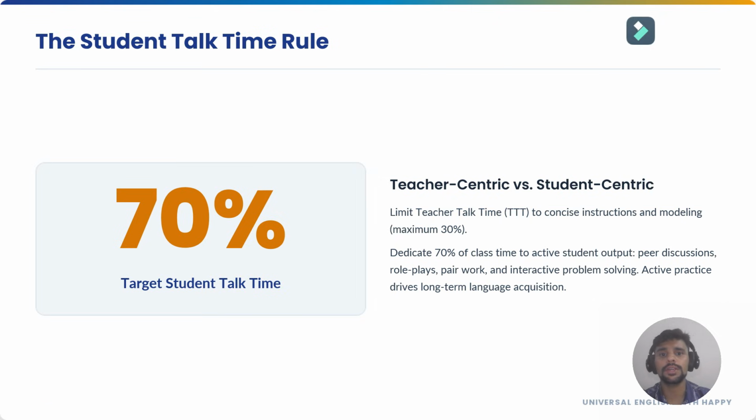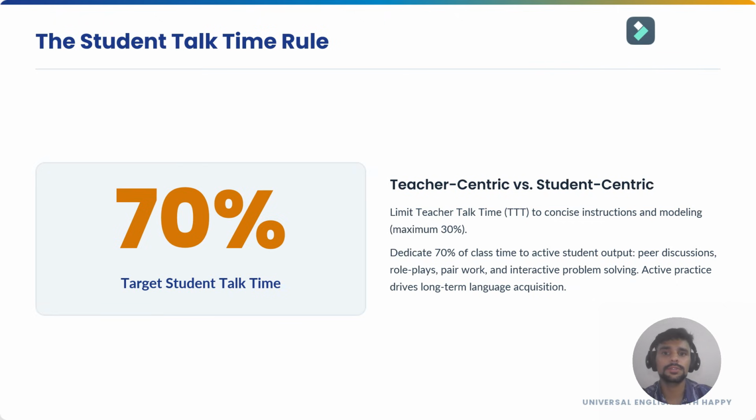Language acquisition requires active output. You cannot learn to swim by watching someone swim. And you cannot learn to speak English by listening to a teacher lecture about grammar. Your goal is to restrict teacher talk time, that is TTT, to 30% or less. Limit TTT to brief instructions, clear modeling, and concise feedback. Expand student talk time, which we call STT, to 70%.